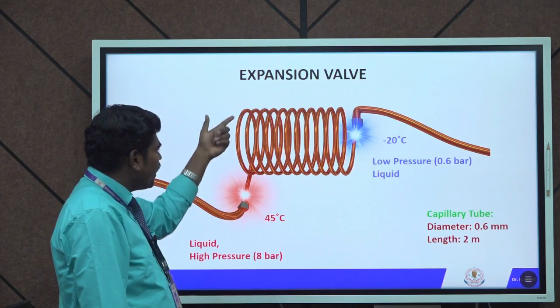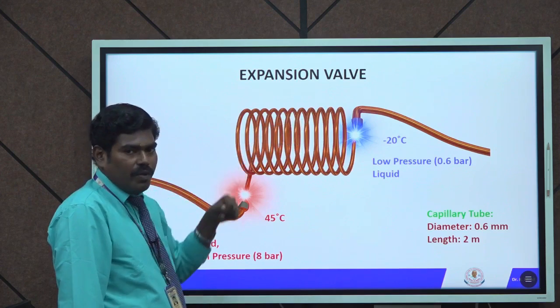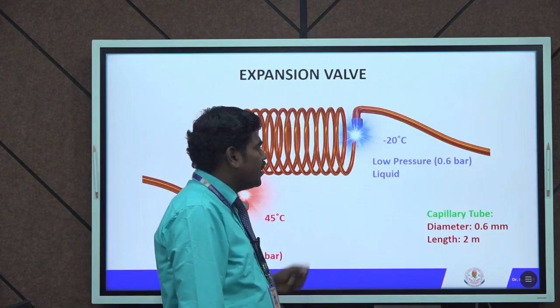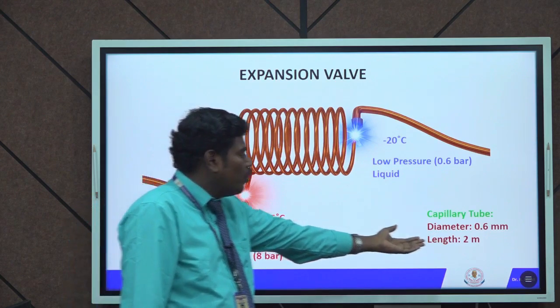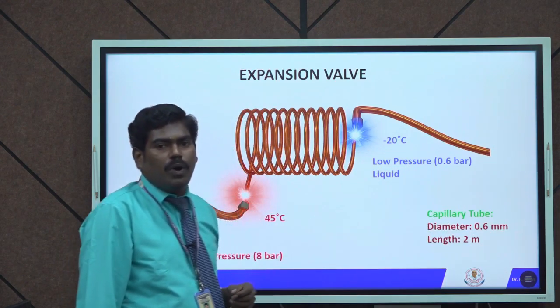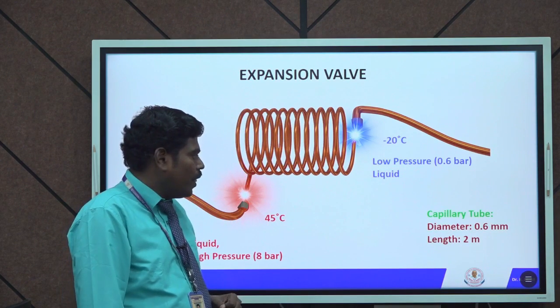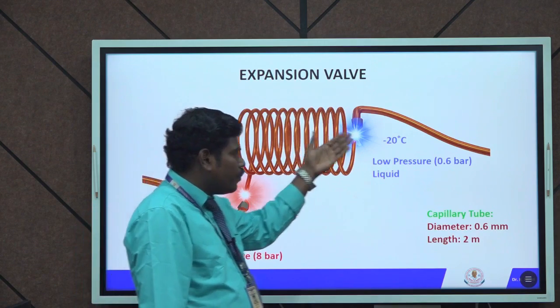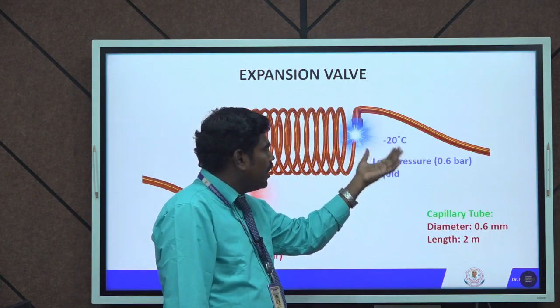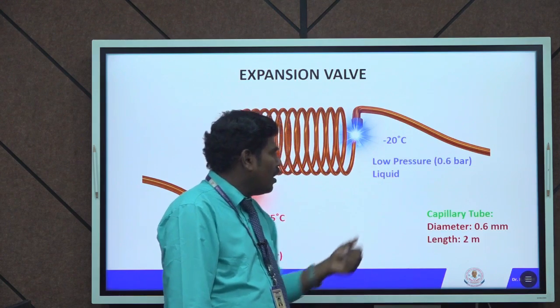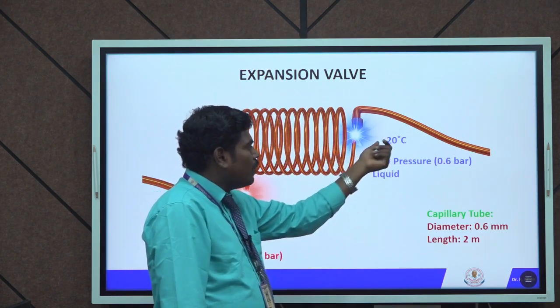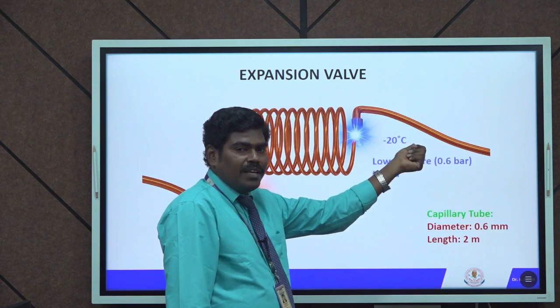Then the liquid refrigerant flows through the expansion valve and reaches the other end. The length of the expansion valve is around 2 meters and the diameter is very small, 0.6 millimeter. Because of the sudden drop in pressure, low pressure is maintained at the other end. The pressure is around 0.6 bar, still in liquid form. The temperature is around minus 20 degrees Celsius.